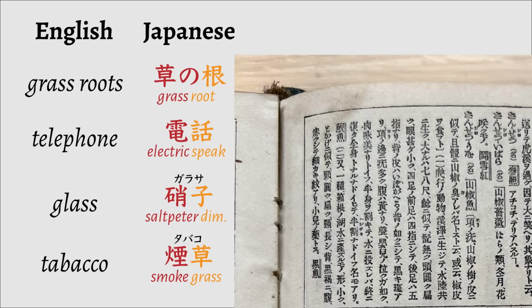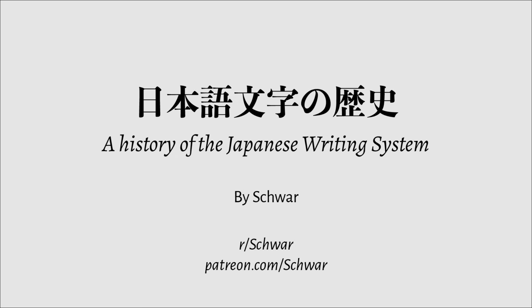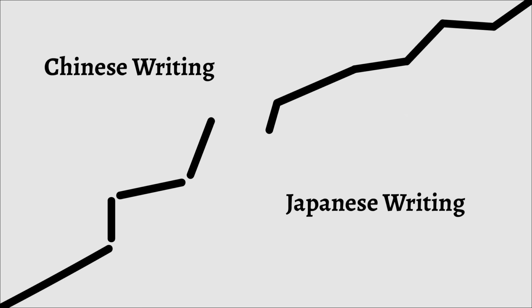And there is an overly simplified history of the Japanese writing system. Now obviously there are so many more little details hidden in the cracks that I didn't cover, such as how at times the line between Chinese writing and Japanese writing seems to have blurred. But these are the large overarching strokes that one should know.